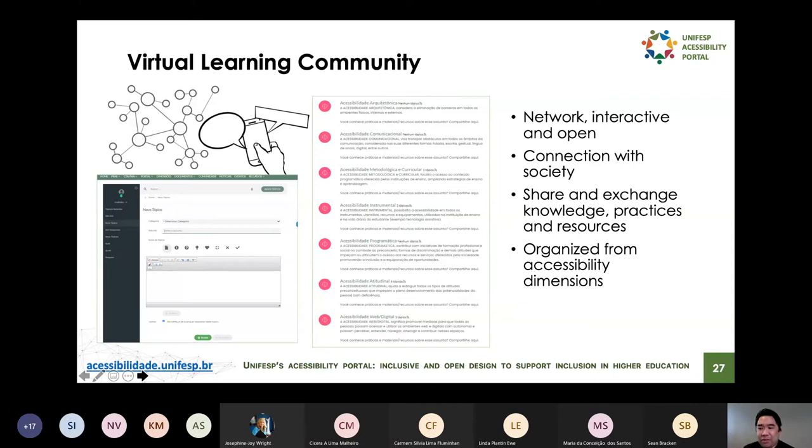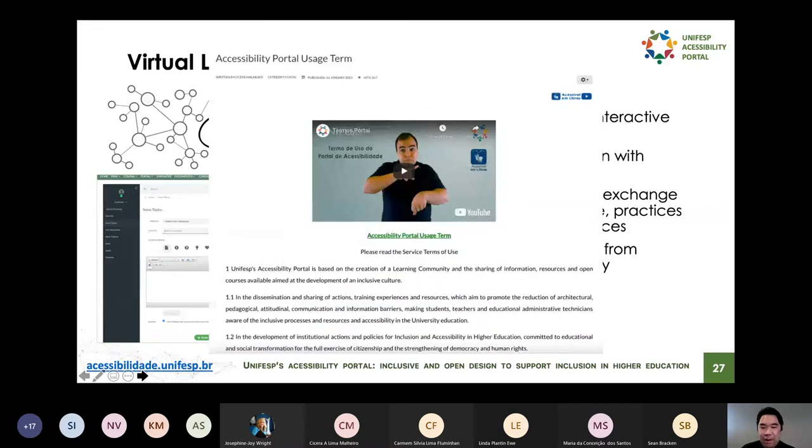The idea is always to focus on accessibility as a solution and not on disabilities as a problem. The portal has terms of use to guarantee the user that the information posted will be used exclusively for education purposes, considering the specifications of the general law for the protection of individual data that we have here in Brazil.